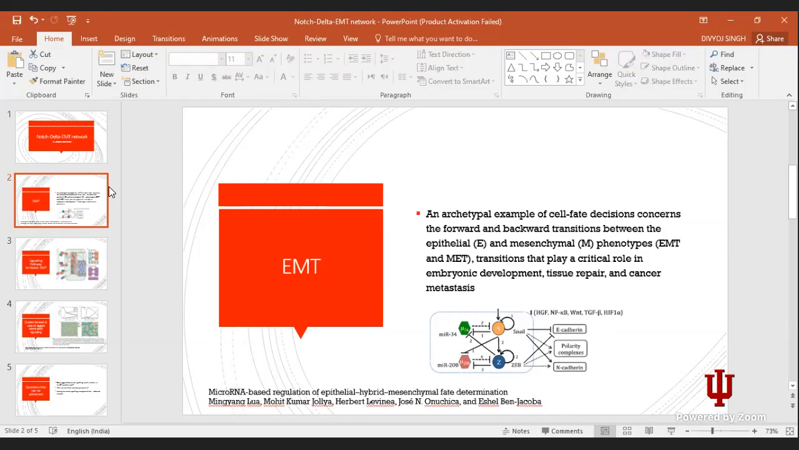There is this model of four key players, and people have worked it out, including my PI, who has worked it out in very detailed manner. They show that this network has 3 steady states in different parameter regimes. One is a mesenchymal state, one is an epithelial state, and there is a hybrid state as well, which is somewhere between epithelial and mesenchymal.